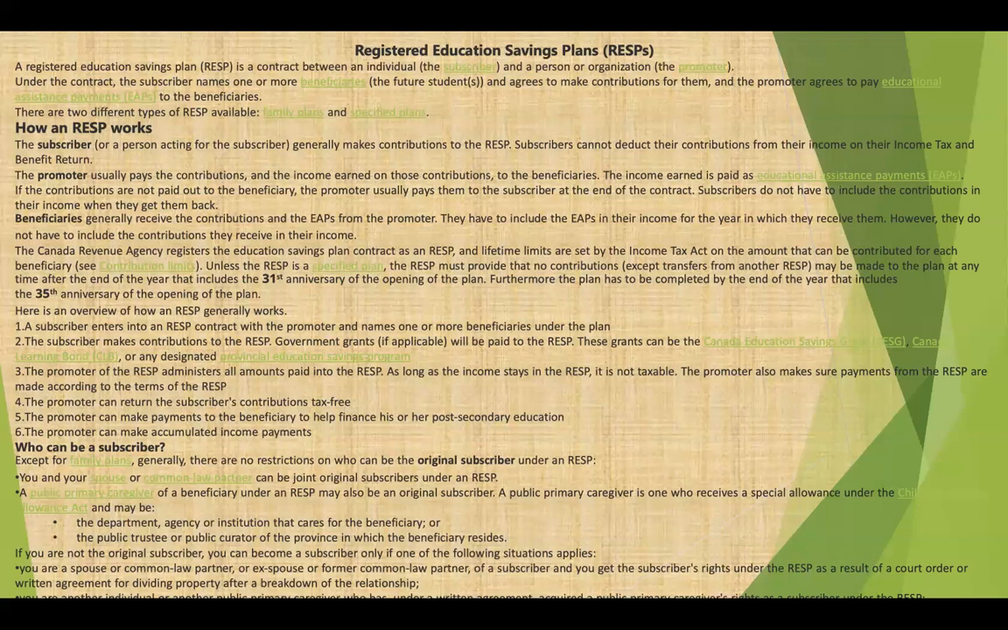CRA registers the education savings plan contract as an RESP, and the Income Tax Act limits the lifetime amount that can be contributed for each beneficiary, unless the RESP is a specific plan. So the RESP must provide that no contribution may be made to the plan at any time after the end of the year that includes the 31st anniversary of the opening of the plan.